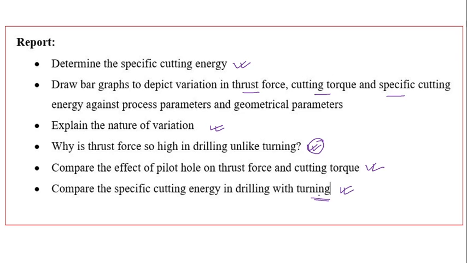Your second experiment was on turning, where you calculated specific cutting energy. That particular work material was C60. So specific cutting energy is supposed to come higher in that particular material, but drilling will give you a strange kind of thing, so that you compare. So with your second experiment and whatever experiment you are doing for drilling, you have to compare these two things.